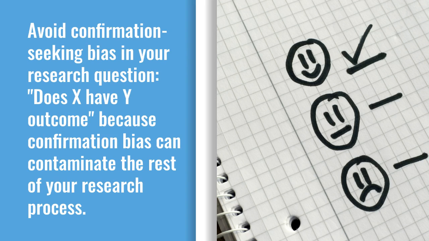Unless you're working with a scientific hypothesis, try to avoid a confirmation-seeking bias in your research question, like, does X have Y outcome? Because confirmation bias can contaminate the rest of your research process. Confirmation bias can also put off readers who don't already agree with the bias you're attempting to confirm, so you risk losing the audience you're primarily trying to reach.